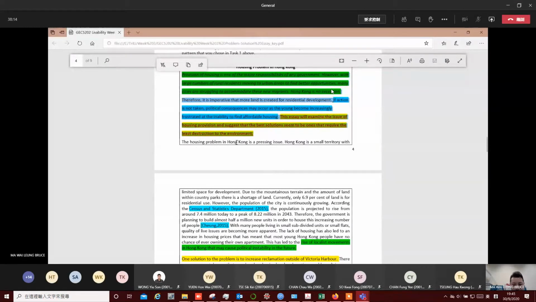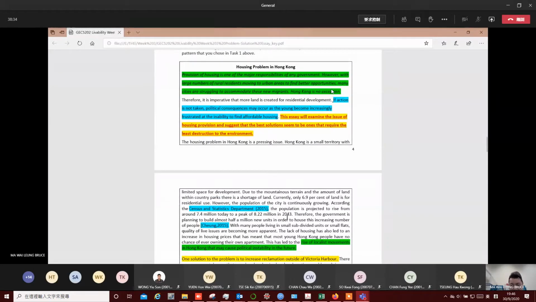The housing problem in Hong Kong is a pressing issue. Hong Kong is a small territory with limited space for development. Due to the mountainous terrain and amount of land within country parts, there is a shortage of land. Currently, only 6.9% of land is for residential use. However, the population of the city is continuously growing. According to the Census and Statistics Department, the population is projected to rise from around 7.4 million today to a peak of 8.22 million in 2043. Therefore, the government is planning to build almost 500,000 new units in order to house this increasing number.